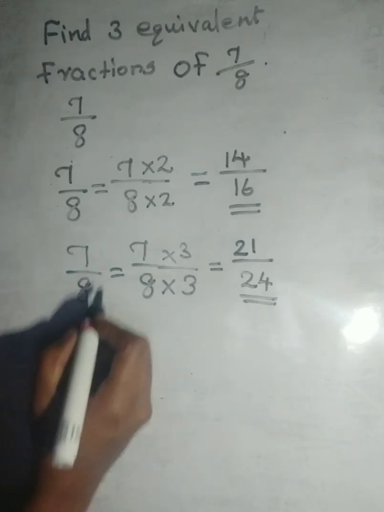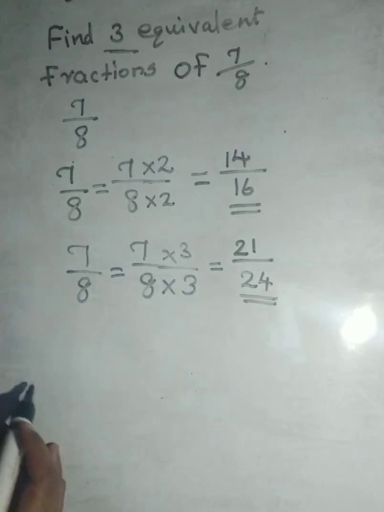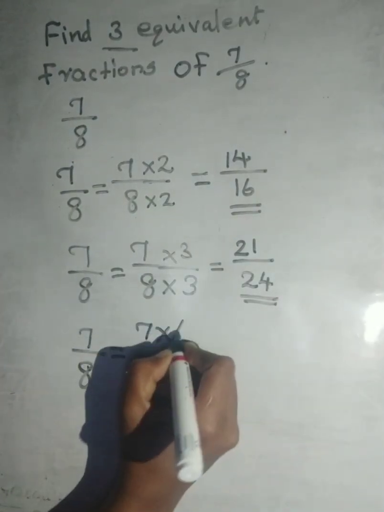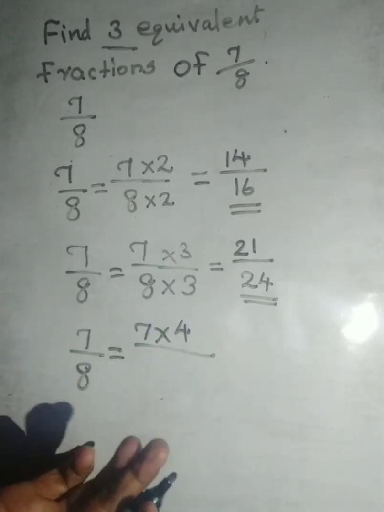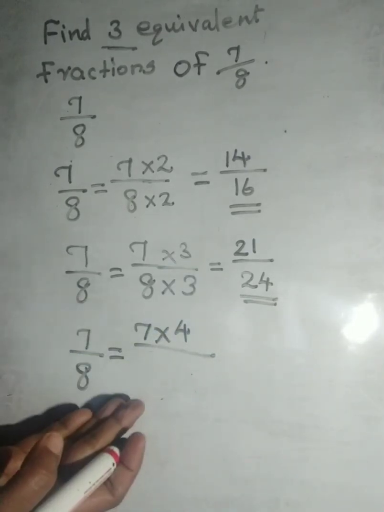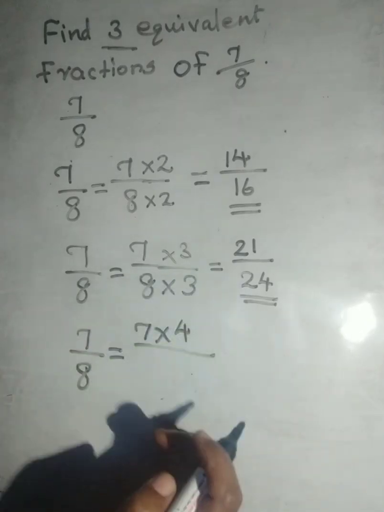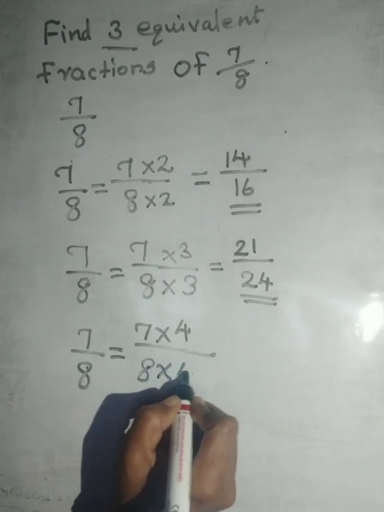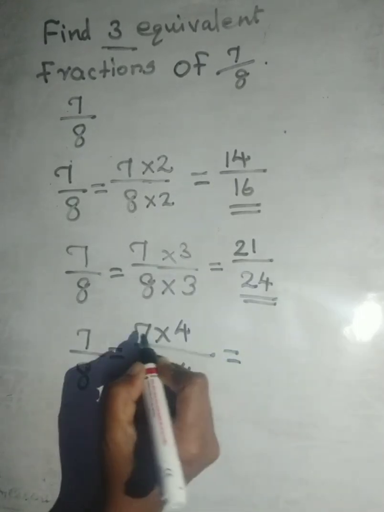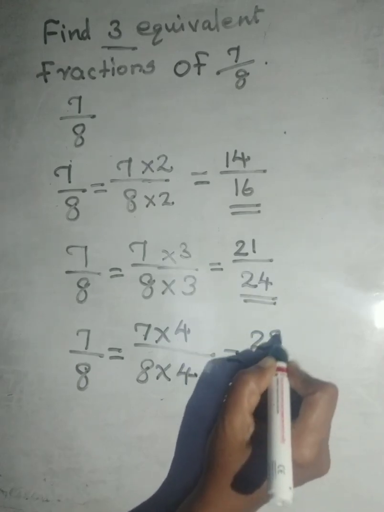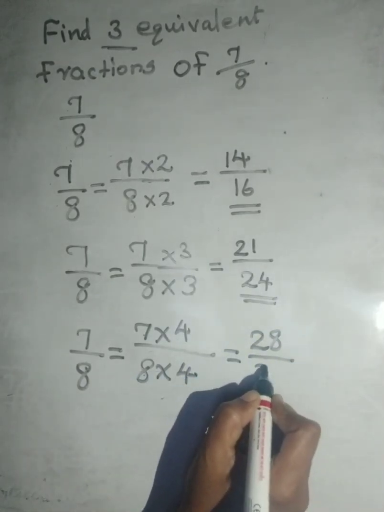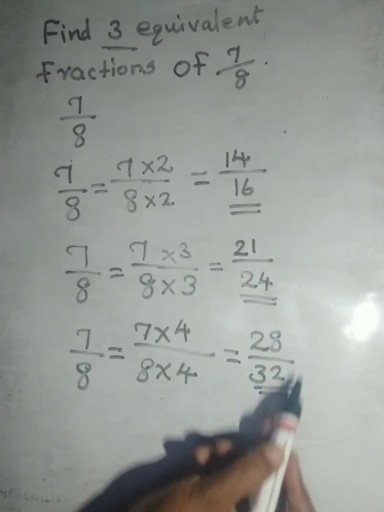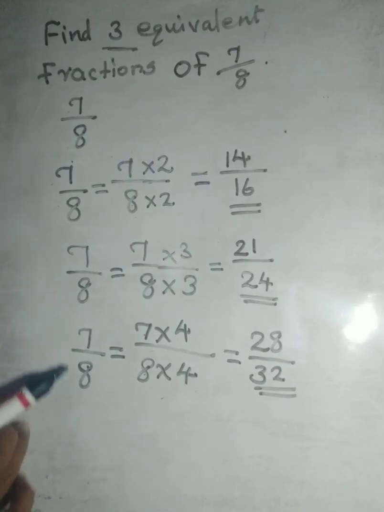Then we have to find 3 equivalent fractions. So 7 upon 8 we can multiply by 4. Any number, whichever number you like, you can multiply with that number. But numerator and denominator you should multiply with the same number. 7 4s are 28 and 8 4s are 32. So we can say 28 upon 32 is another equivalent fraction of 7 upon 8.